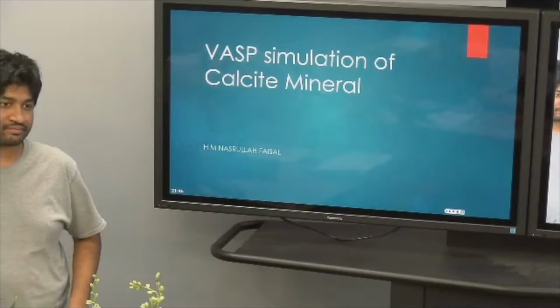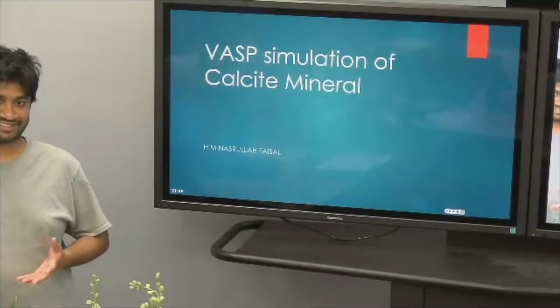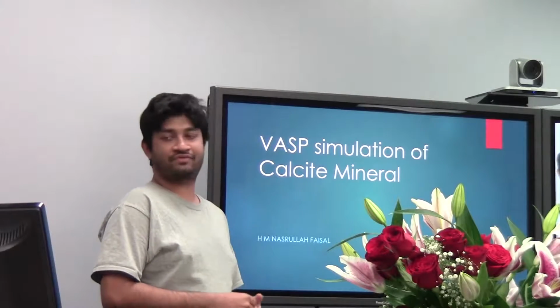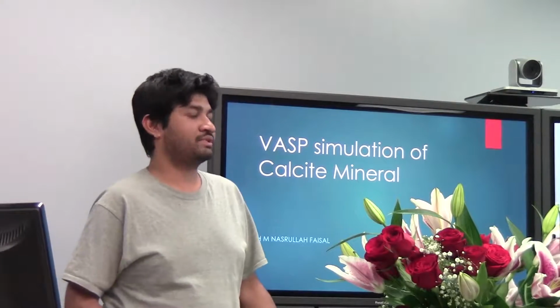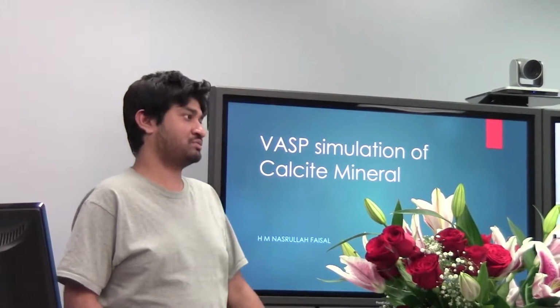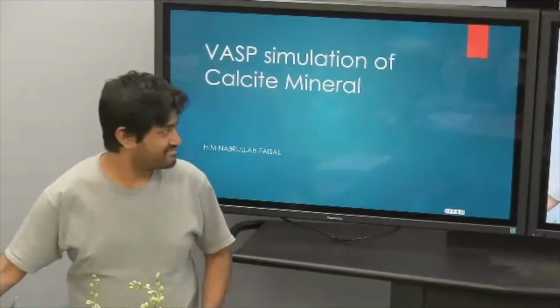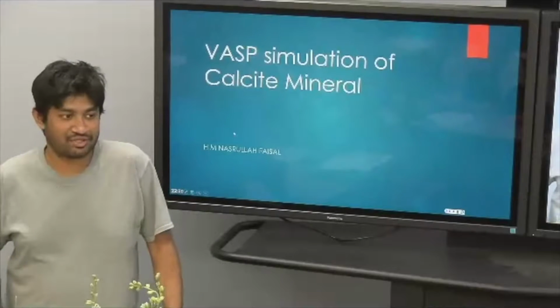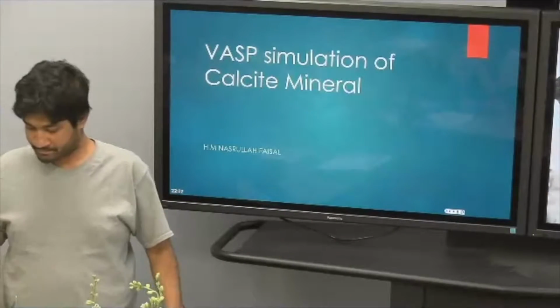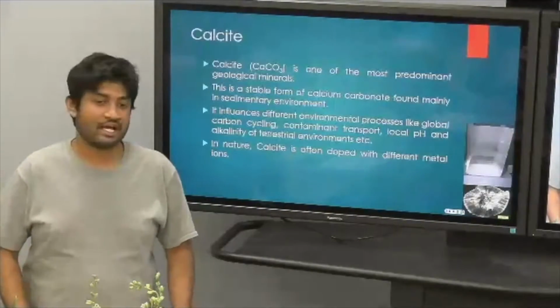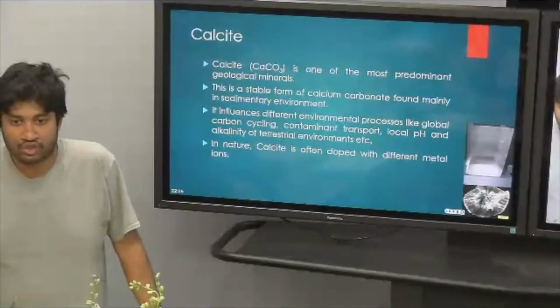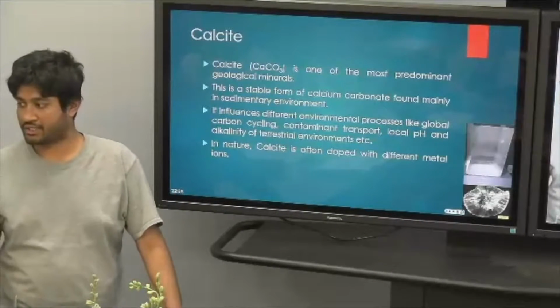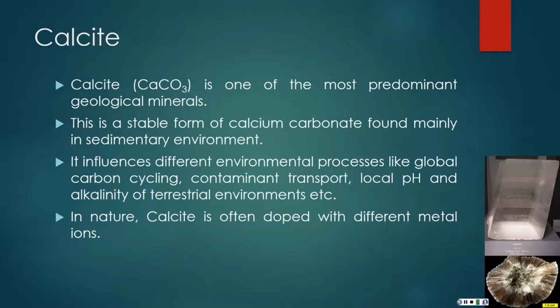Hi everyone, good afternoon. This is HM Nasrullah Faisal. The topic of my presentation today is VASP simulation of calcite mineral. Actually, calcite is one of the most predominant geological minerals on Earth. It is a stable form of calcium carbonate that is found in sedimentary rocks.